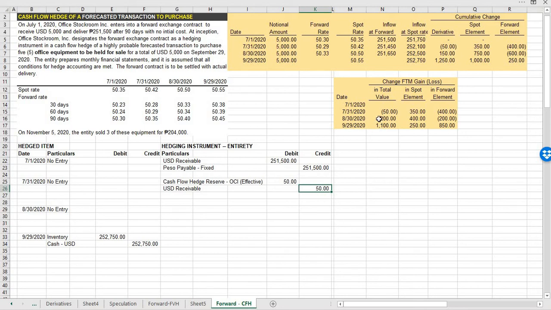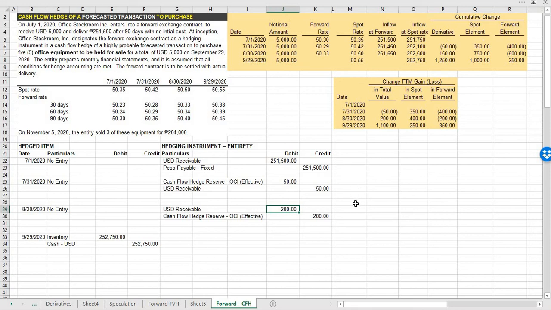Sa August 30, sabi dito, meron daw positive 200 na change for the month of August related to the total value of the derivative. So, gain to. Kaya tayo ay mag-credit ng cash flow hedge reserve 200 pesos. And again, this is assumed to be effective. Bakit tayo nag-credit ng gain? Kasi tumaas ang Philippine peso value para sa ating USD receivable. Kaya tayo ay debit USD receivable 200 pesos. Siyempre, yung mga changes na to, dito yan sa inflow based on forward rate.